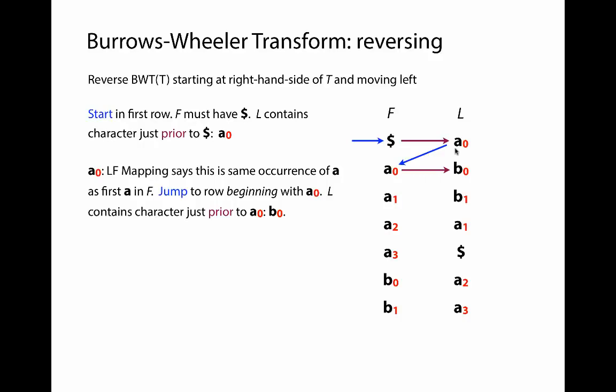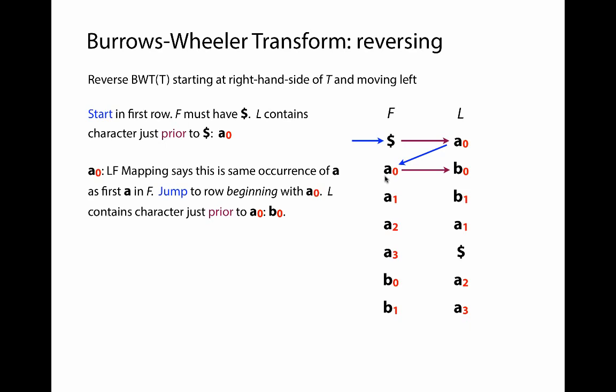The LF mapping tells us that the A of rank 0 here in the last column must be at this position, right? It's the first A. So if we want to know what row begins with the first A, all we have to do is skip over the $ sign. It's the first A, so we don't have to skip over anything else. We just have to skip over the first $ sign. So the A of rank 0 in the first column appears in row 1.